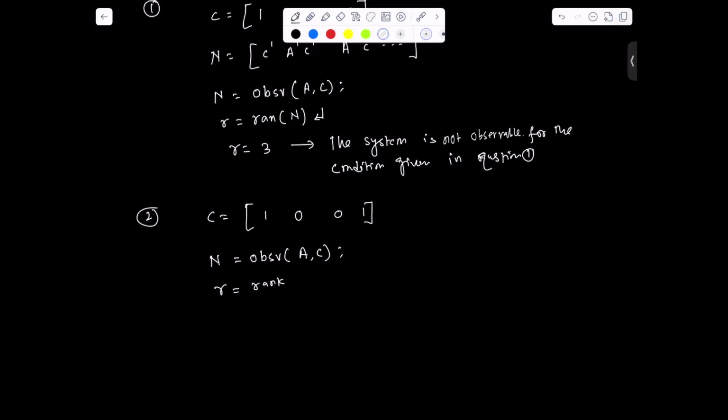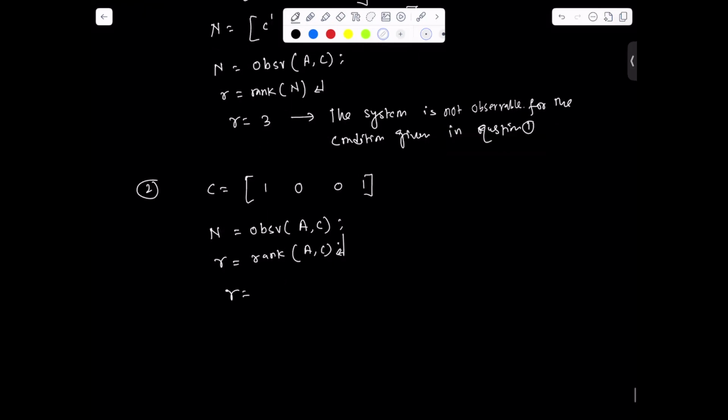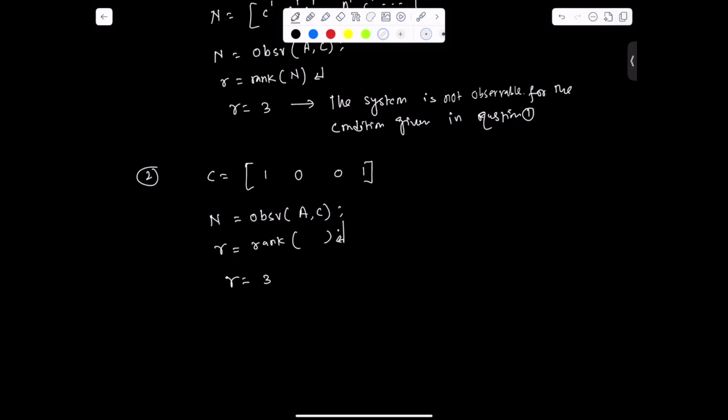It will be rank A, C, and if you enter it in the command window, it is found to be 3. Sorry, it is the type again. It will be N, rank N. So it is the value. So it is found to be 4.